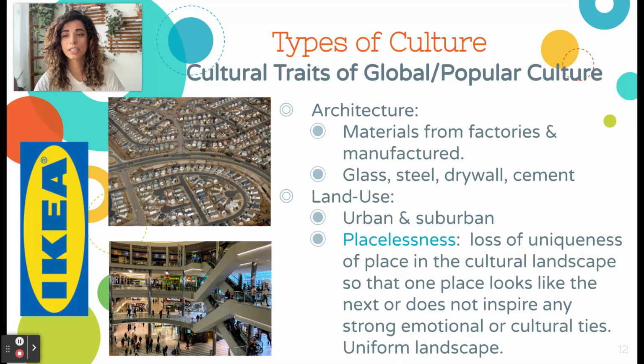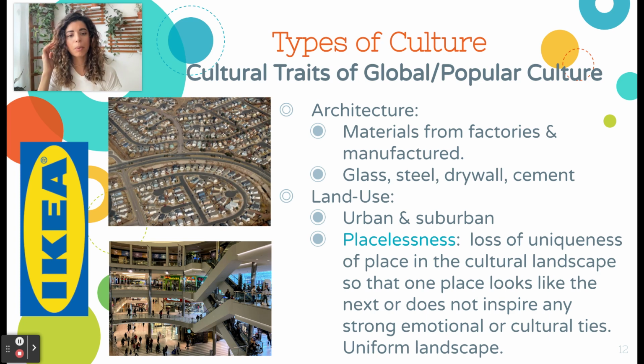So, in terms of architecture and land use, for pop culture or global culture, we see materials from factories that are manufactured, that are then transported. And so, if you look here, in both of these examples, we see some urban sprawl, suburban area. Everything looks very similar, very much the same. Same thing with this mall here. Can't really tell exactly where it is in the world because they use the same kind of materials. So glass, steel, drywall, cement, and so on.